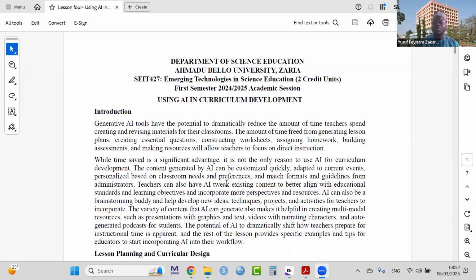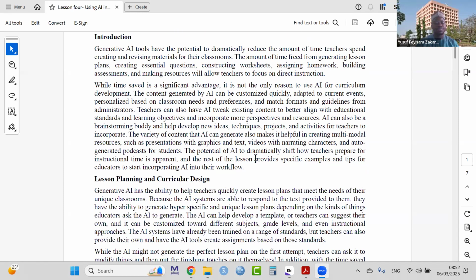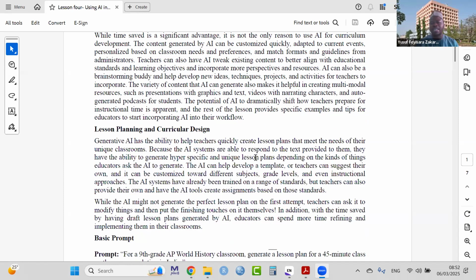So what if we now incorporate AI? Can we save some time while leveraging on AI to perform some tasks for us? This is a big question we are going to answer in this particular lesson. Yes, we can actually do so. Let's start with lesson planning.